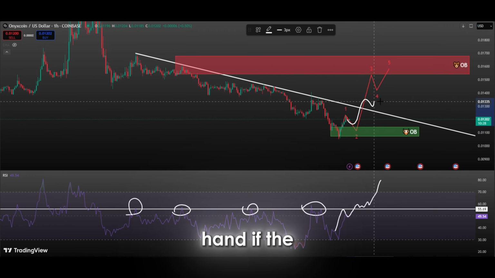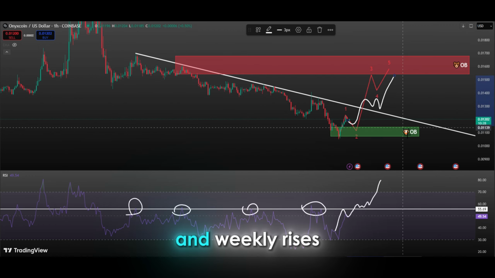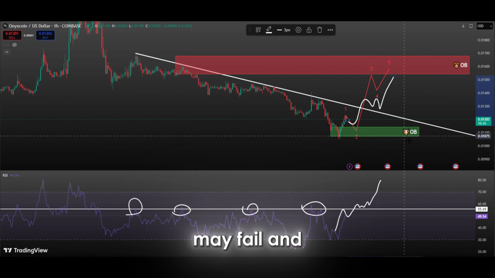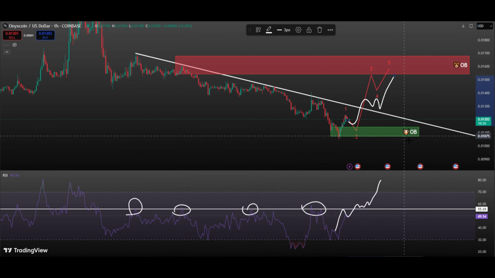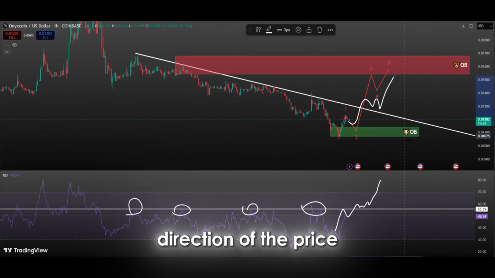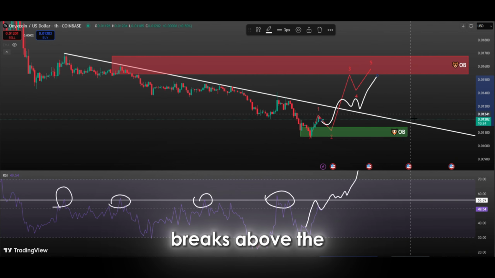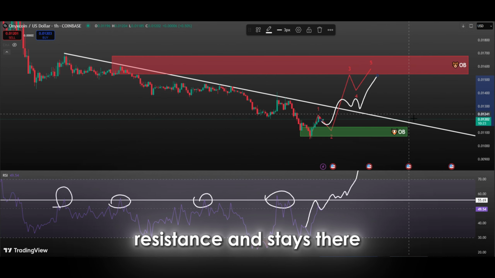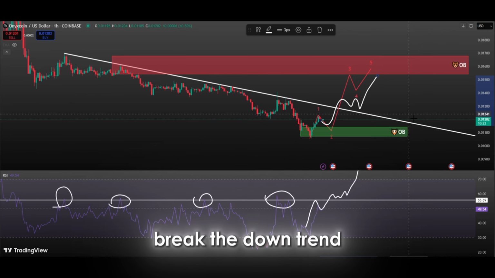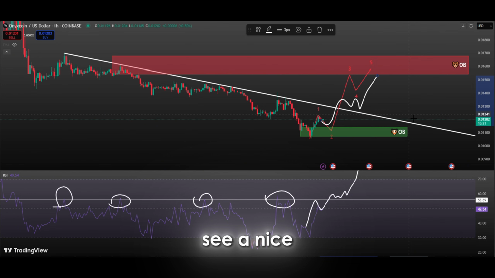On the other hand, if the RSI loses strength and weakly rises while trying to break the resistance, then the breakout may fail, and a decline may be seen again. Observing how the RSI reacts at this level will give us clues about the direction of the price. If the RSI breaks above the resistance and stays there, it becomes more likely that the price will enter an uptrend and thus break the downtrend, and we will see a nice rise in the price.